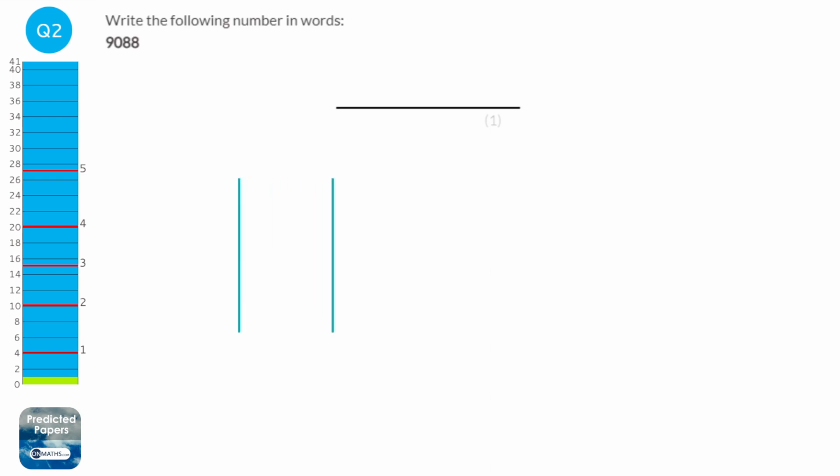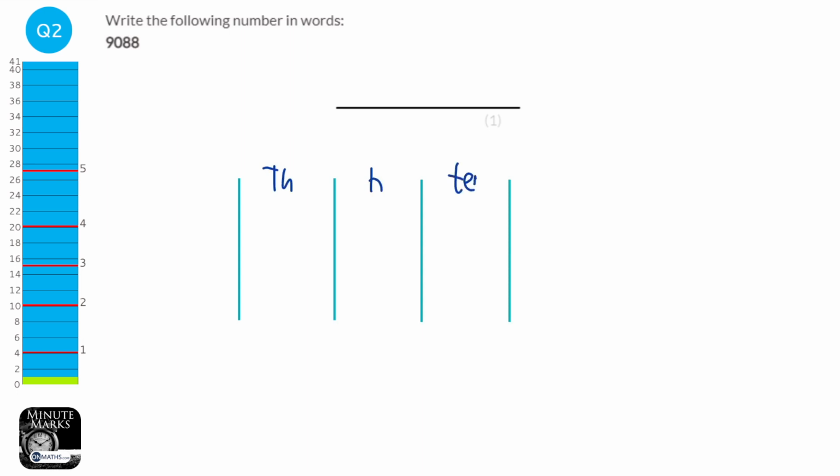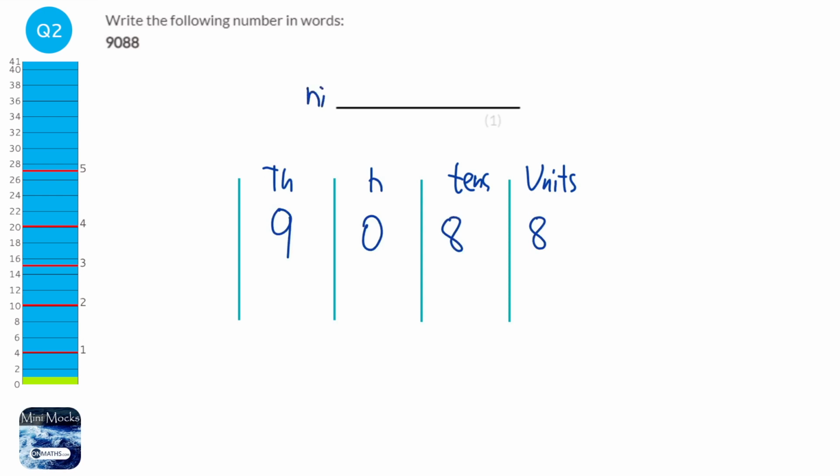If we put this in a place value grid, we've got thousands, hundreds, tens and units. We've got 9, 0, 8, 8. So it's 9,000 because it's 9 lots of thousands, and 8 tens, so it would be 80, and we've got 8 units, so 8.